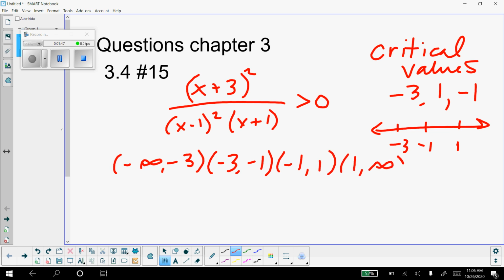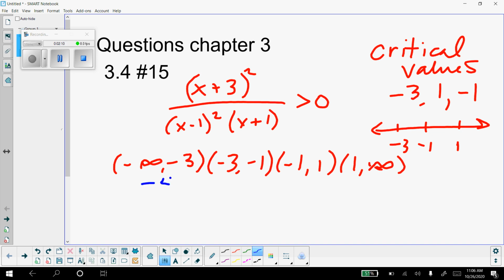Like I was starting to say, if there had been an equal sign, then we would want to make sure we had brackets around the -3, because it could include the x-intercept but not the asymptotes. Because the 1 and -1 would be asymptotes. So they're never included. Alright, so now we just find test values.